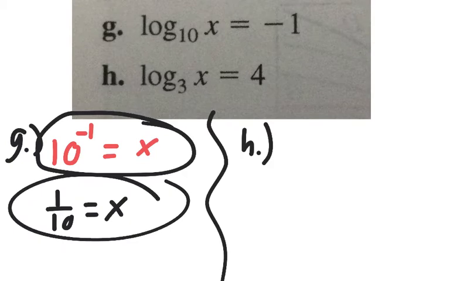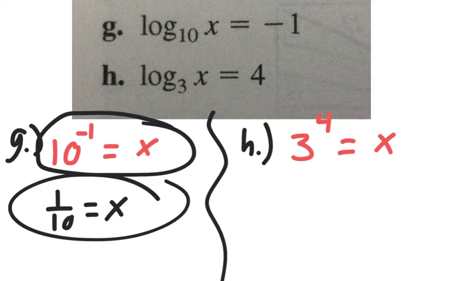Questions on G? It's literally one step. You just have to know, rewrite it from logarithmic to exponential. And then H is the same thing. It's just got a different base. What's the base here? 3. So I'm going to write this as the base raised to the answer is equal to the argument.